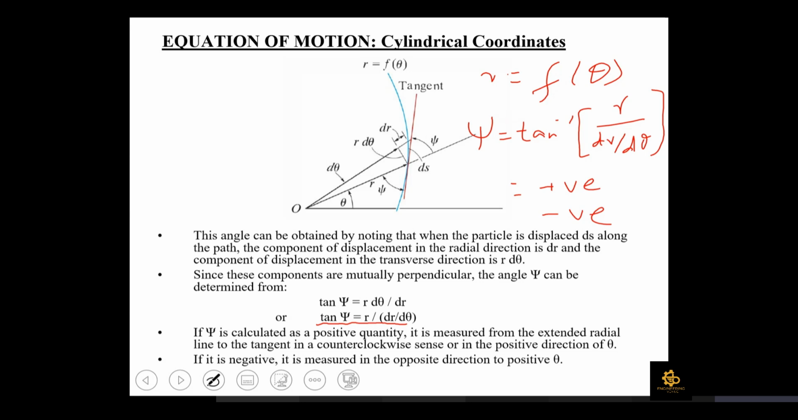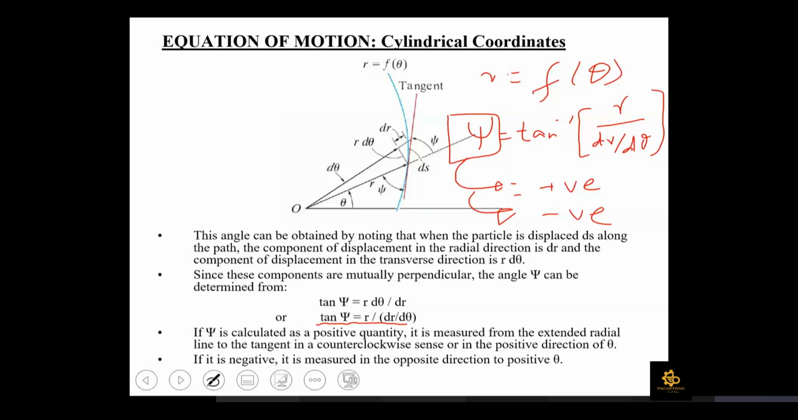Now, when you are solving any problem relevant to this equation of motion in terms of cylindrical coordinates, you should not directly jump onto drawing the free body diagram of the particle you are analyzing. Rather, first of all, you should find this angle psi. So the first step is that you should find this angle psi using this formula. Based upon the value of psi and its positive or negative sign, you should then move on to drawing the free body diagram.